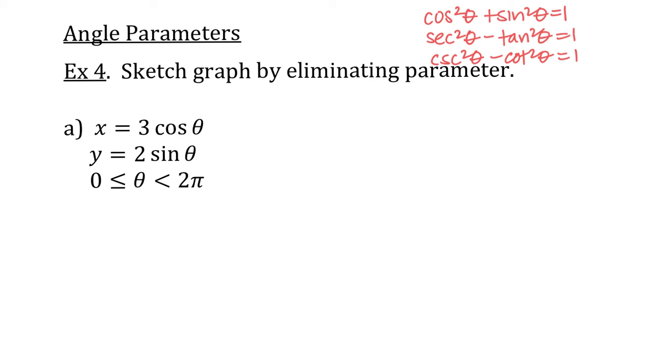Okay, now let's look at this one right here. Okay, I have x equals 3 cosine theta, y equals 2 sine theta, and theta from 0 to 2 pi, including 0, not including 2 pi. Okay, the first thing I'm going to do is I'm going to rearrange this equation and solve for cosine. So for the first equation, if I rearrange it, I could divide by 3 and I'll get cosine of theta equals x over 3. For the second equation, I'm going to solve for sine theta.